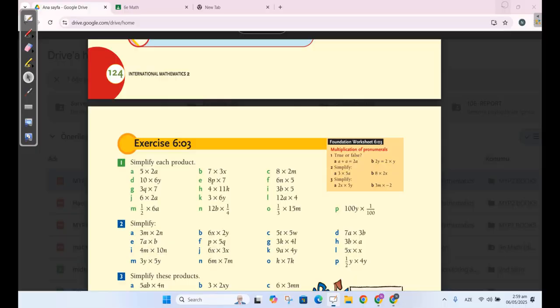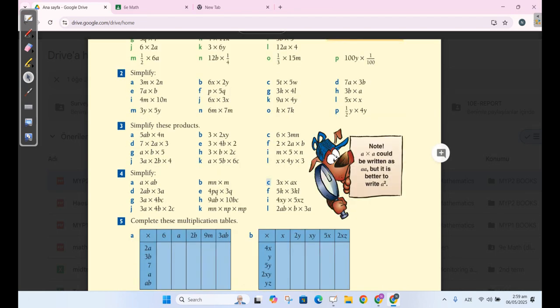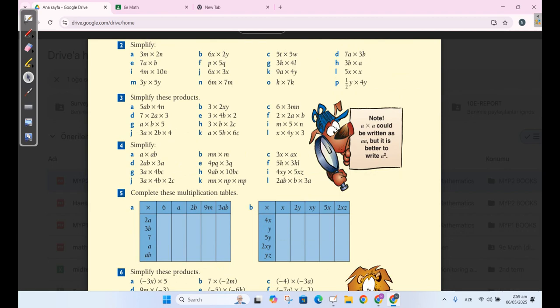Of course we can do some questions also from our book. Hardest one, easy one. For example, look, mn times m. Yes, mn times m. We can multiply them. We can write m times n times m. But also we can write in the simplest form. How many m do you have? 1, 1. That means it's totally 2. That's why if it is multiplication, you will write m squared n.